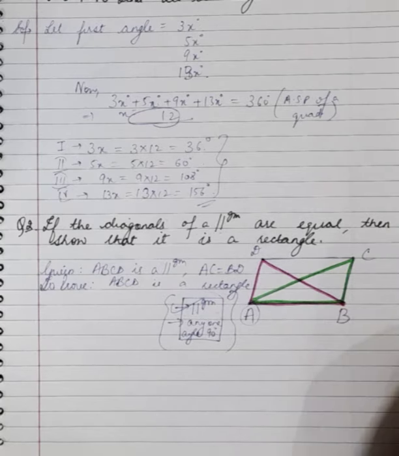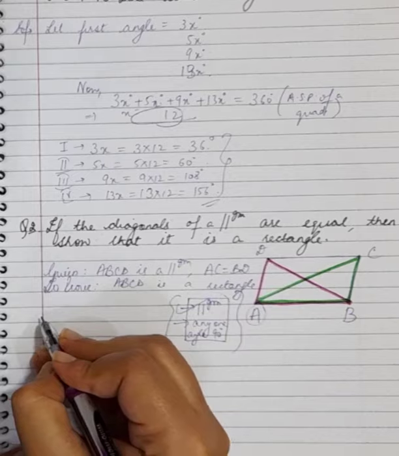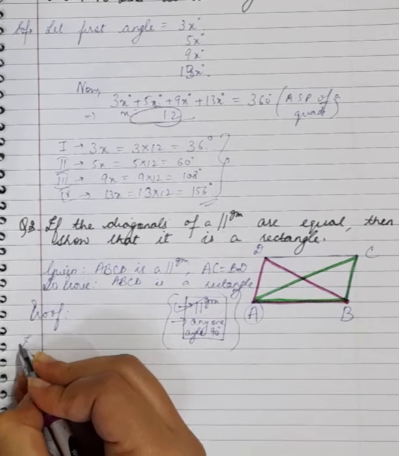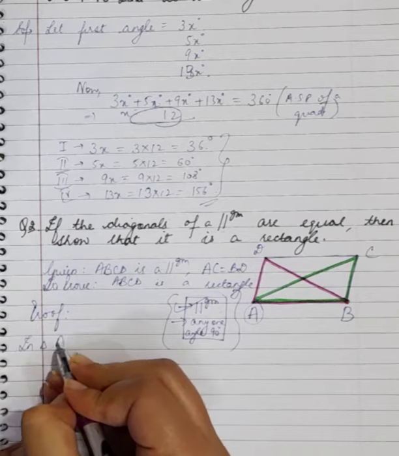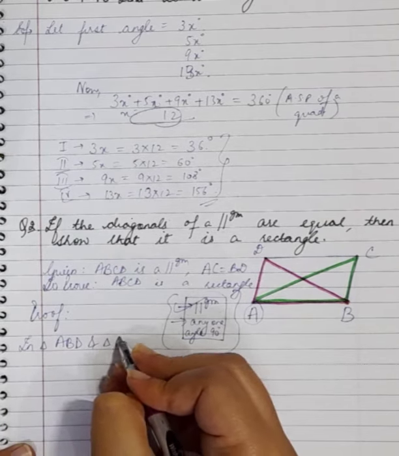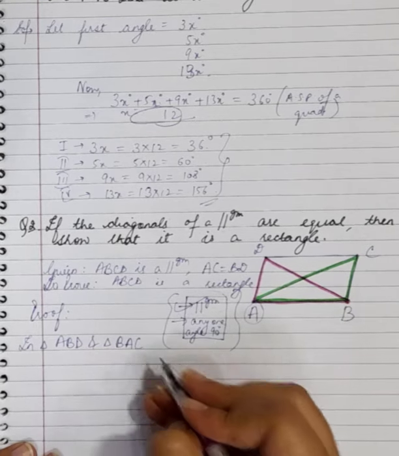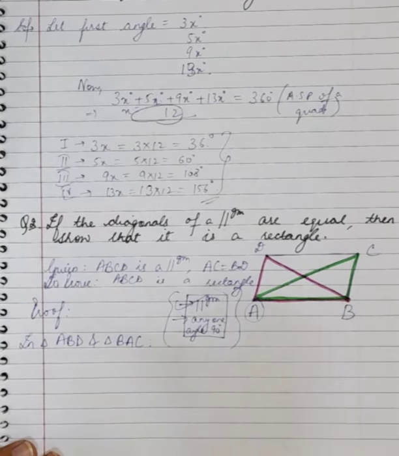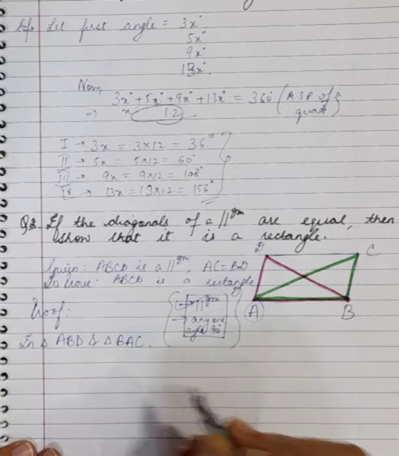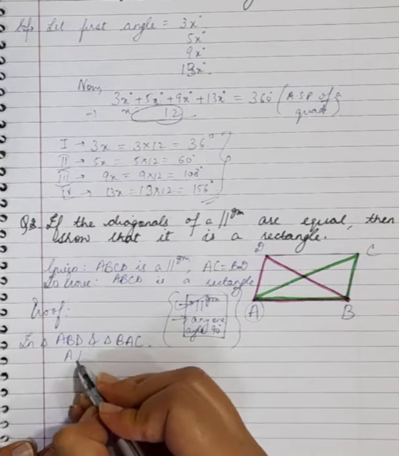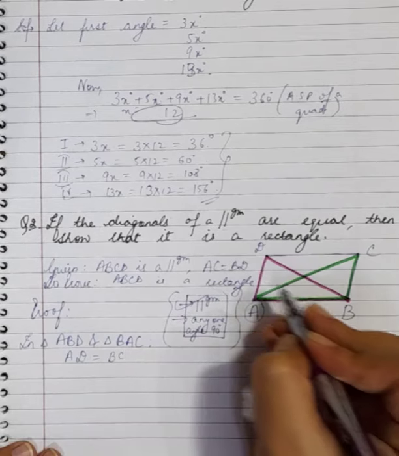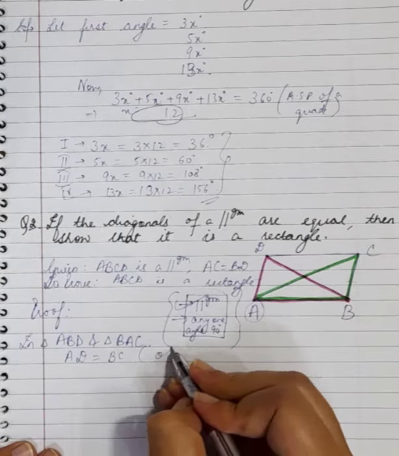So let's start writing. So proof. In triangle ABD and triangle BAC, or you can write ABC. Remember this figure is a parallelogram. Initially it is already a parallelogram. We can say AD is equal to BC as these are opposite sides of a parallelogram.